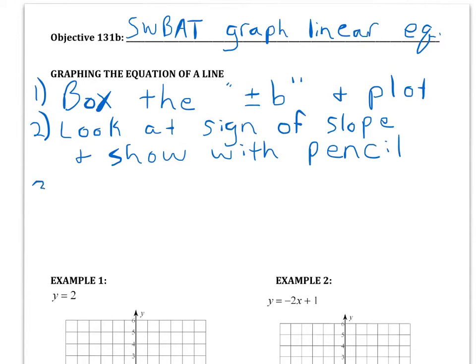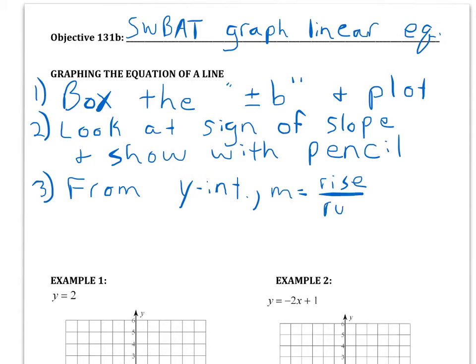Step three is we are going to do, from the y-intercept, the slope. So we're going to do m equals rise over run, and then we're going to do a fraction. And we're actually going to do, and I like to call it reverse. So if you continue this step down here, and then we're going to say reverse slope. And again, I'll show you what that means.